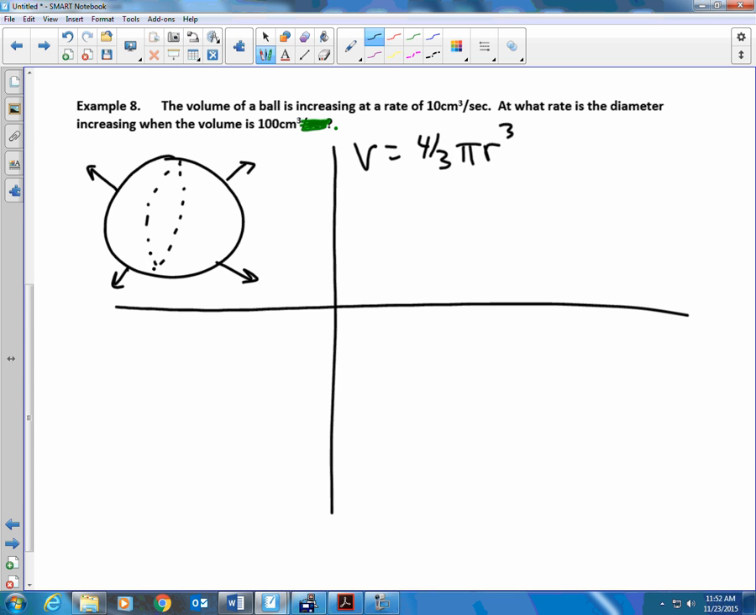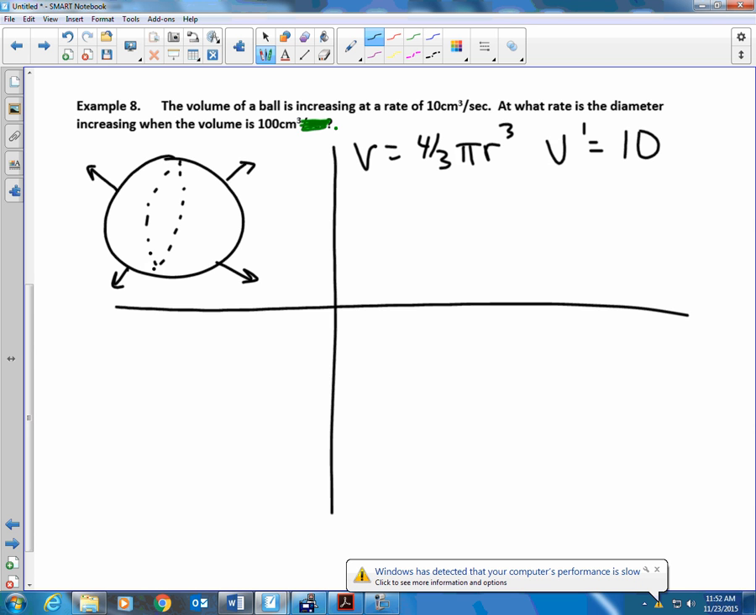So what are our current knowns and unknowns? V prime is equal to 10. Good. V is equal to 100. Those are our two knowns. What's our unknown?